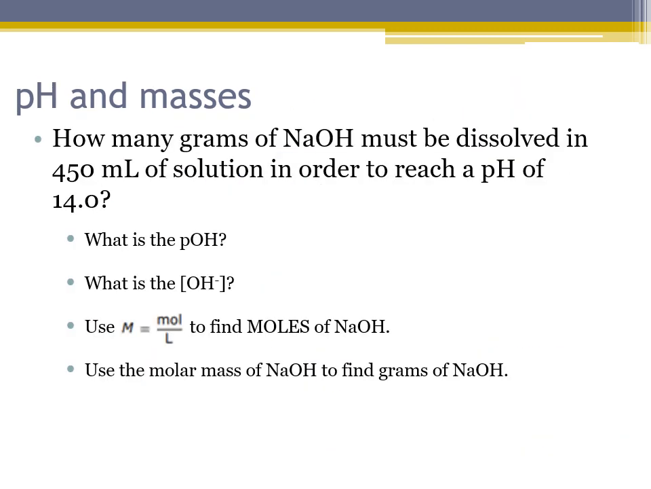So, if we have 450 milliliters of a solution with a pH of 14, I want to know how many grams of sodium hydroxide are needed in that solution. First step is to figure out what's the pOH. If the pH is 14, what's the pOH? You're going to use that pOH to find the hydroxide concentration, which will be equal to the sodium hydroxide concentration. Use molarity equals moles over liter to find the moles of the sodium hydroxide, and then use molar mass to turn those moles into grams. Go.